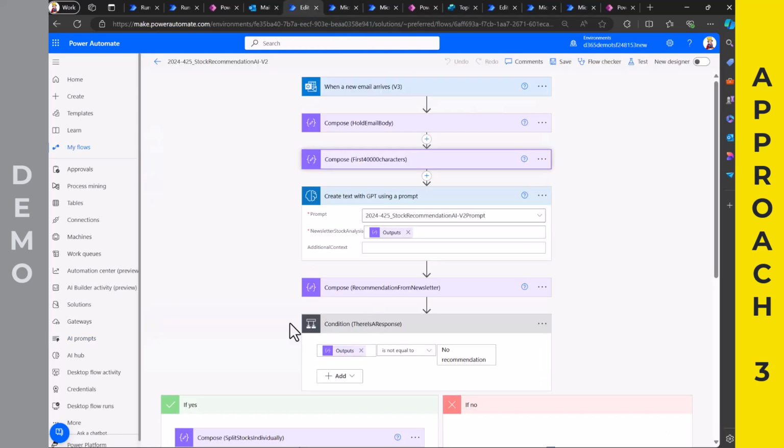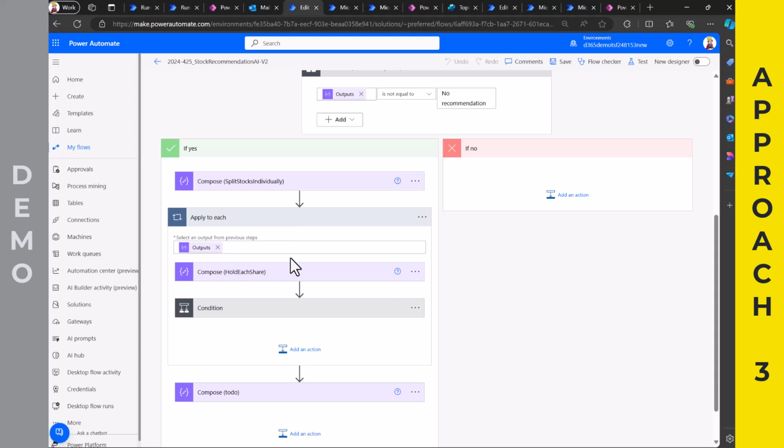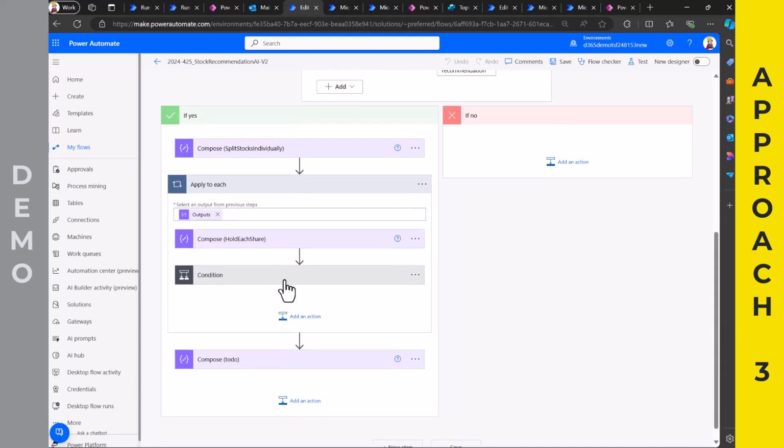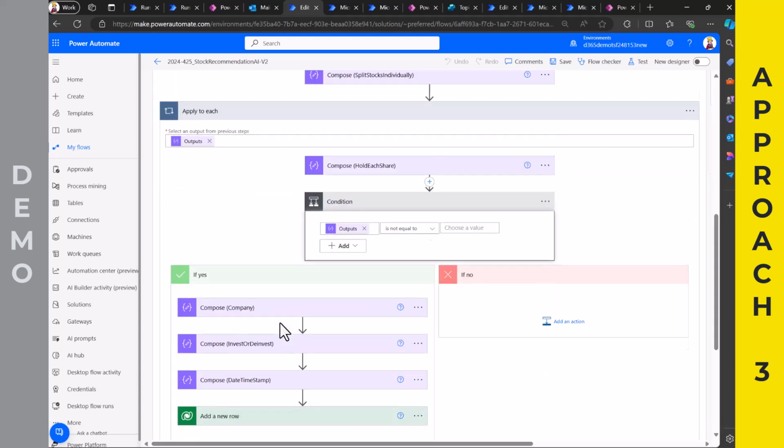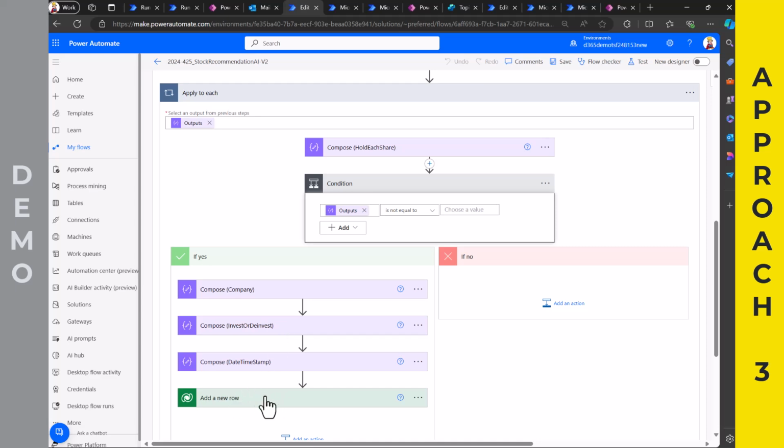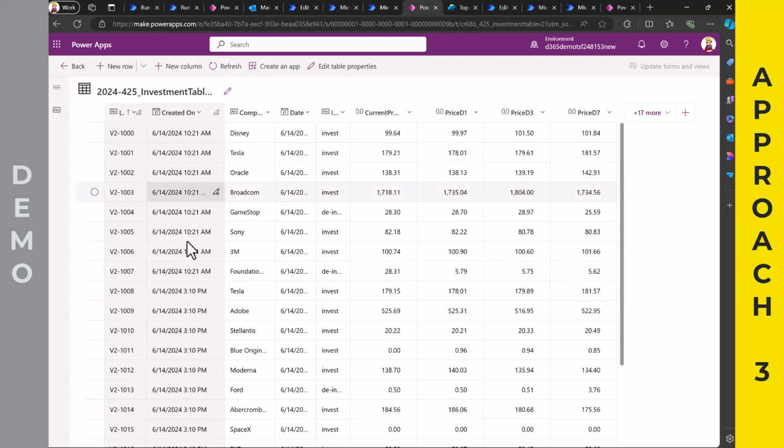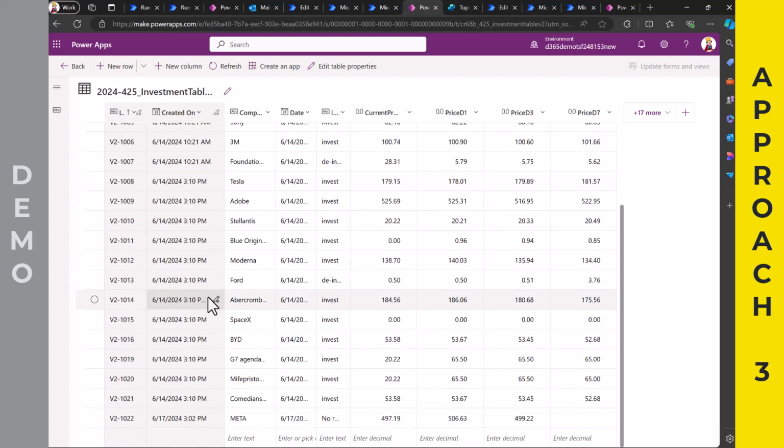And based on the feedback, again, I have some conversions. And then if you see here, I add a new row. I basically add a new row in this table if something was found. So this is a different investment table for my version here. And you can see here BYD, SpaceX, Ford, whatever they found, it is just put it here.